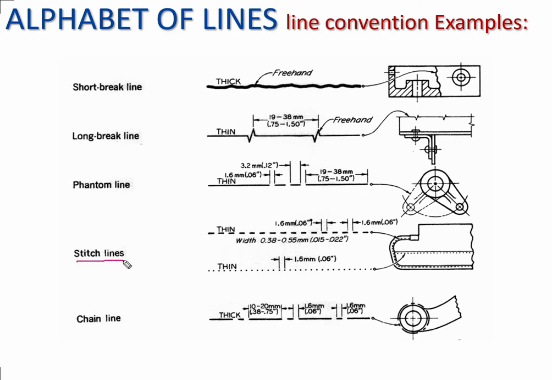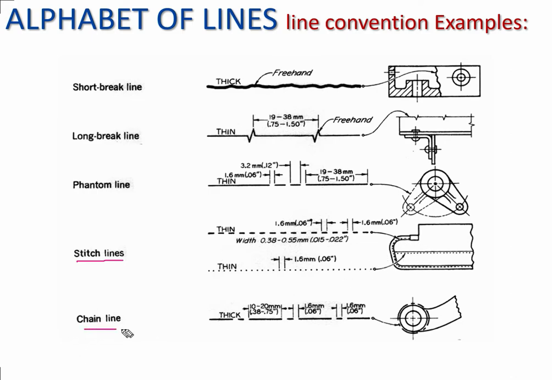At the same time, here we have stitch lines. For stitch lines, we said that it is a special surface requirement that should be shown on the drawing. As you see here, we have the stitch lines. It should be thin. In general, if you want to add a note for a surface that should be treated, or there is a special requirement for that surface, you can use stitch lines like dots like this, or you can use dashes like this. Both of them are okay to show the special requirement for the surface.